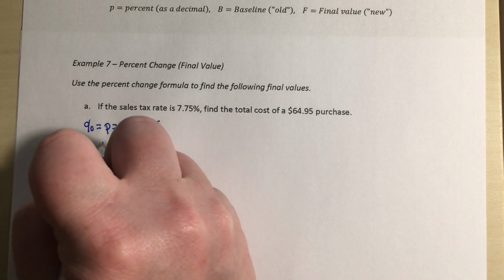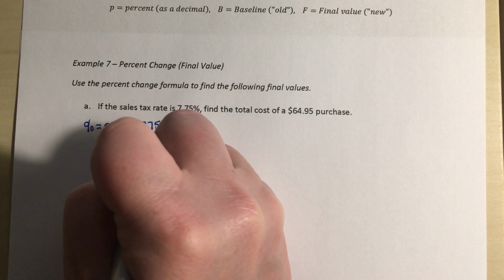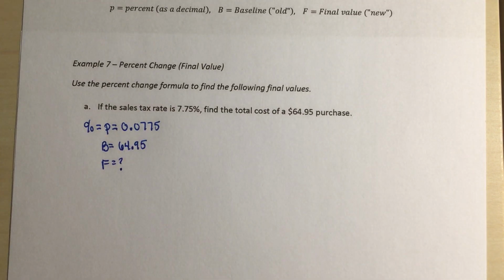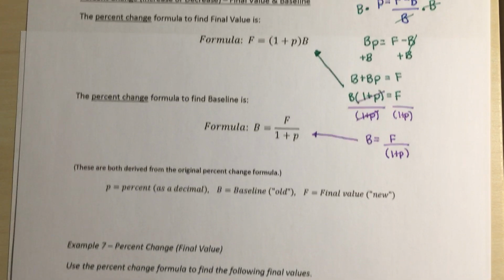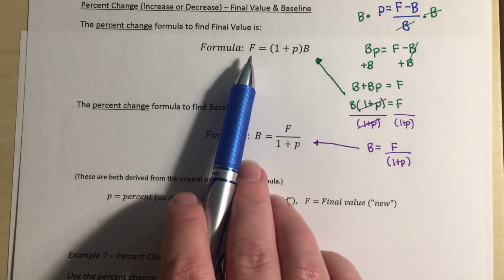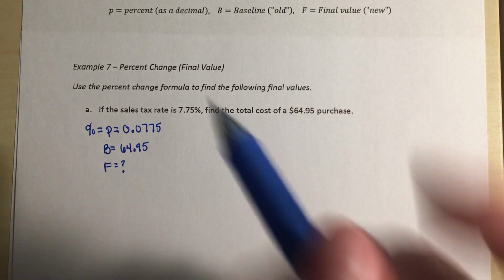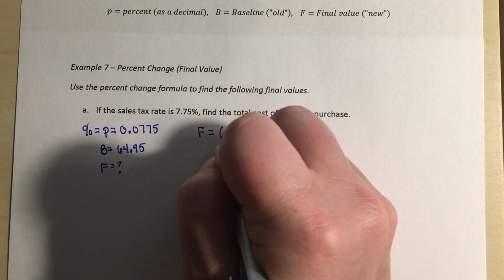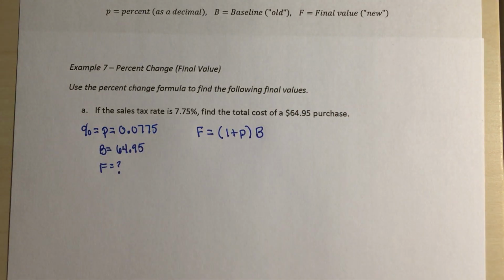Our baseline is the original cost, which is $64.95, and our final value is going to be the cost after taxes. So what we're looking for here is the final value. If we look back up at these 2 previous formulas, we're going to pick the formula that starts with F, because that is what we are looking for. That formula is F equals 1 plus P in parentheses times B. So that's what we're going to use to solve this problem.